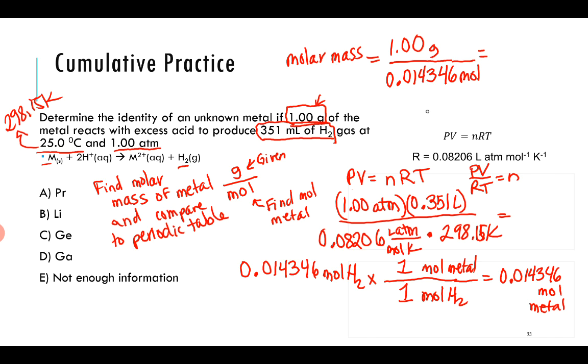And so that tells me my molar mass is 69.70 grams per mole. Let's compare that to the periodic table. Gallium has a molar mass on my yellow sheet of 69.72 grams per mole. So I'm going to say it's gallium.